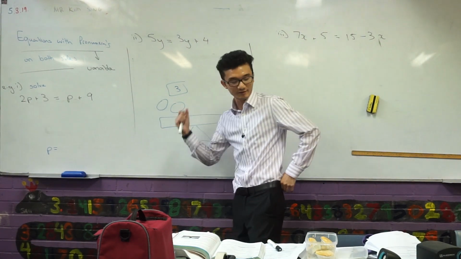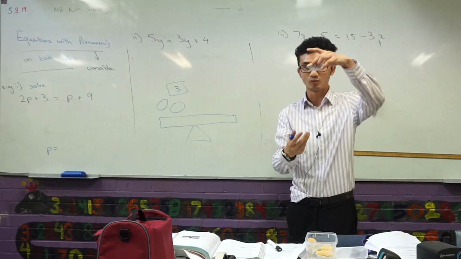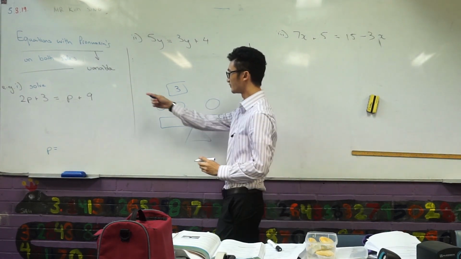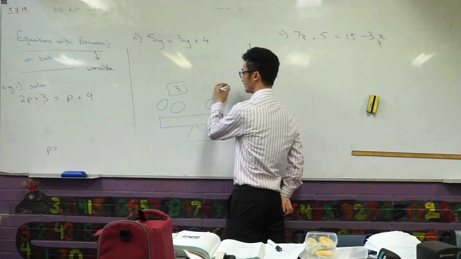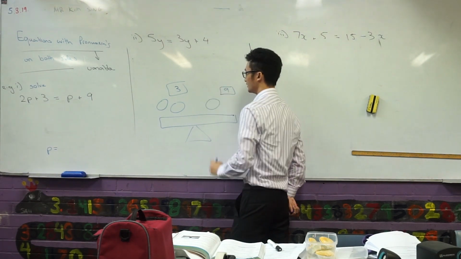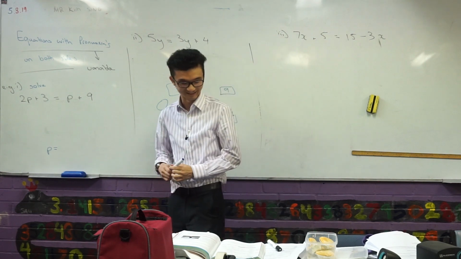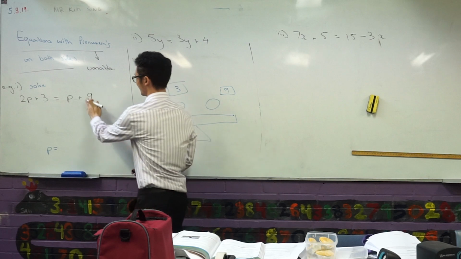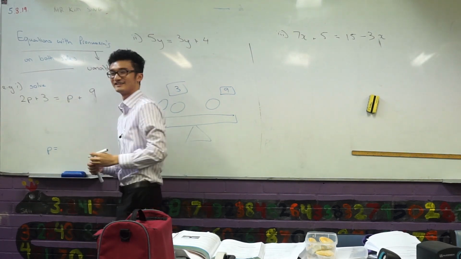What about on this side? How many pies do I have? I've got 1 pie there. And how much of a weight do I have? 9. Sorry, that's meant to be a 9. It's a 9 there, okay?